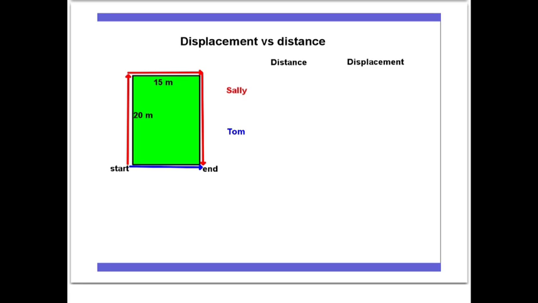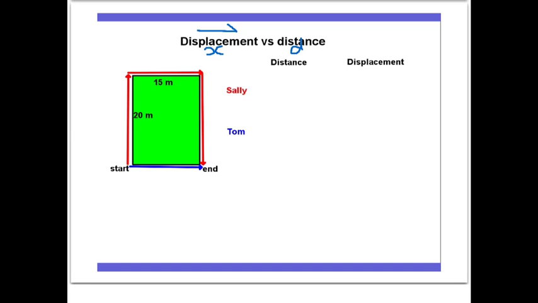Okay, displacement and distance. So one of these is a vector, one of these is a scalar. Displacement is our vector quantity, and distance is a scalar. So displacement, we often give the symbol x. Some people might use s. I tend to use x. Distance, we often call d.